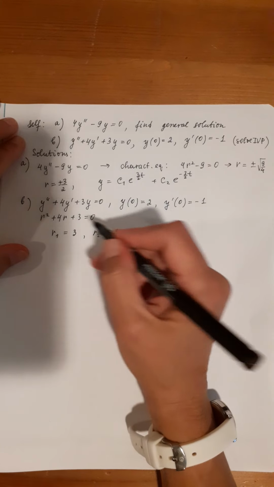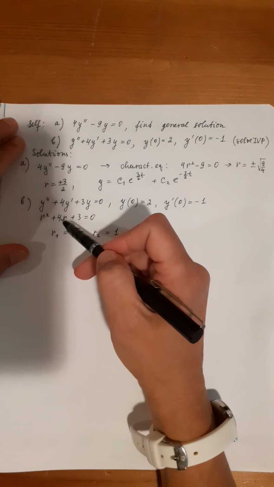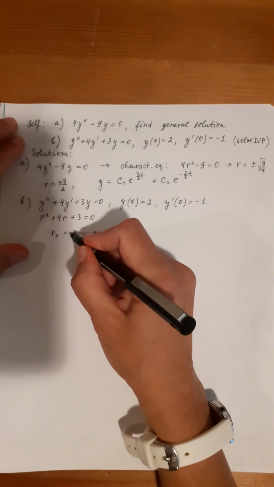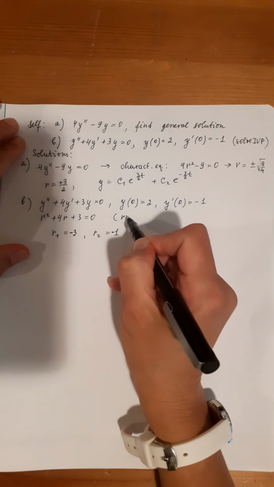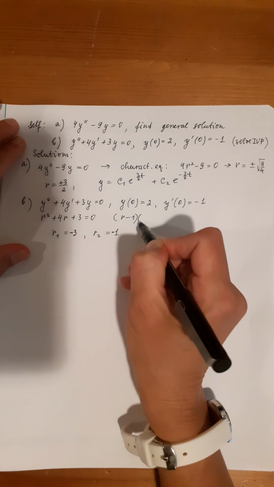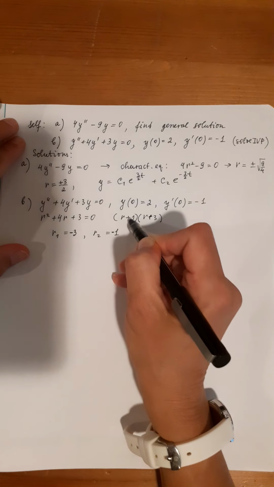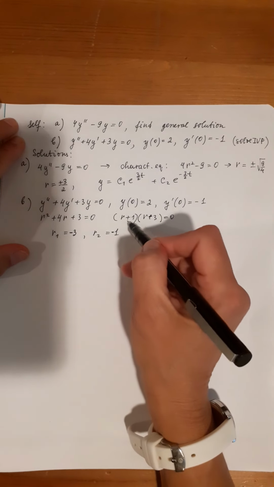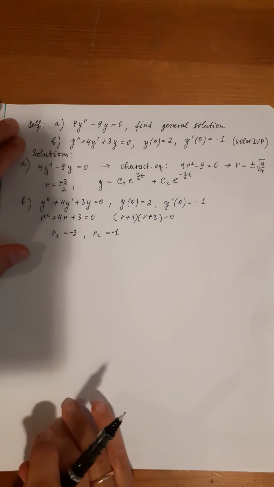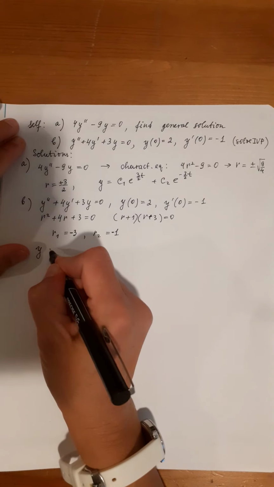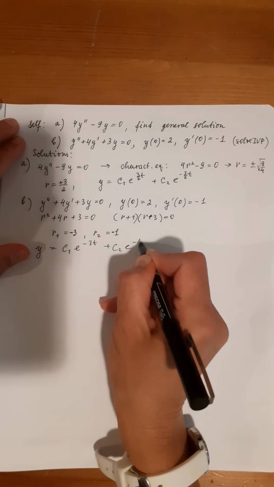Now I'm going to check it. The product is equal to 3. The sum is equal to 4. The only little difference is that they're supposed to be with minuses, right? If you factor it, that's r plus 1 times r plus 3 equals 0, and the roots are minus 1 and minus 3. Okay, so the general solution is going to look like this: y equals C1 e to the power of negative 3t plus C2 e to the power of negative t.